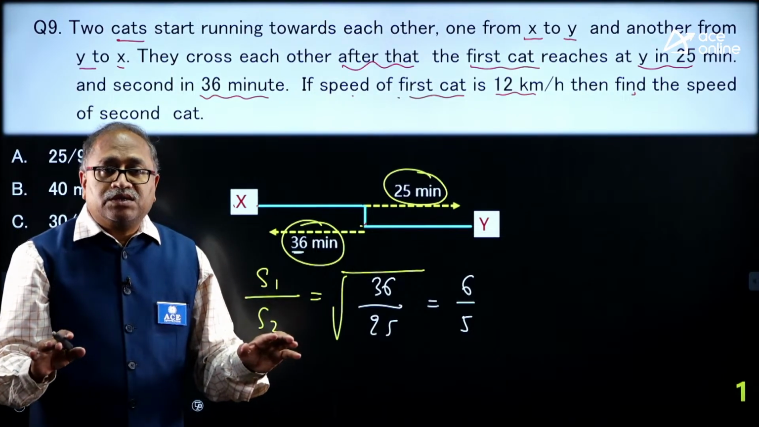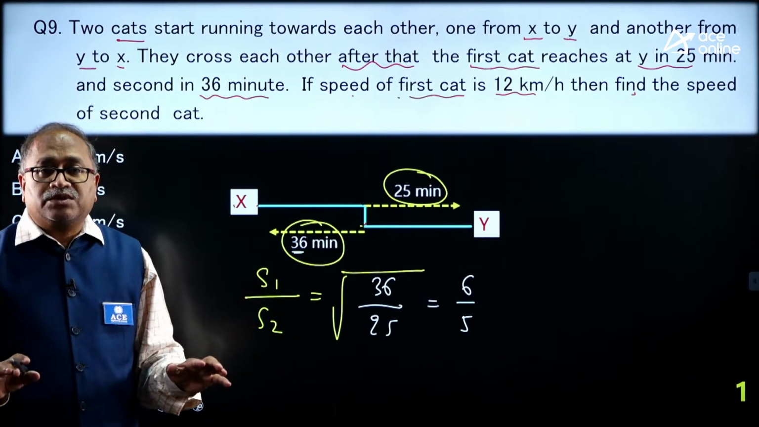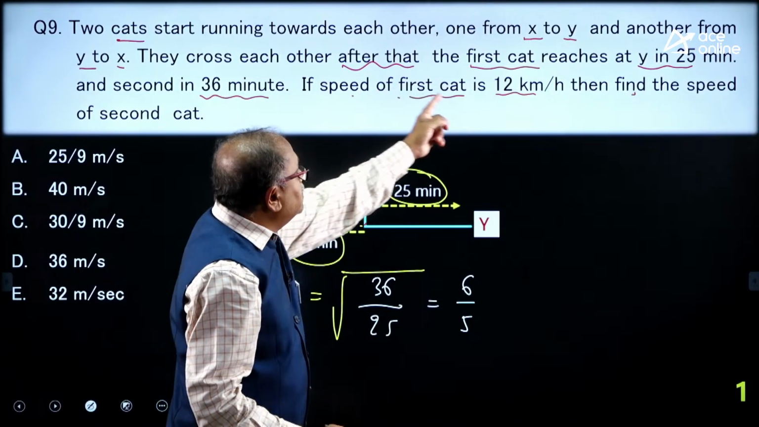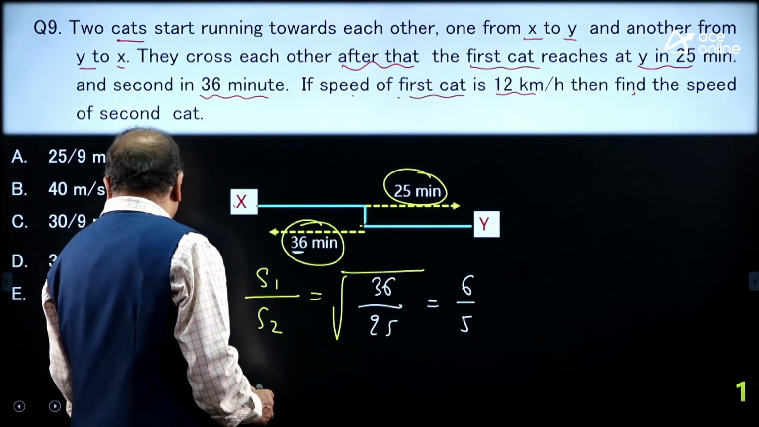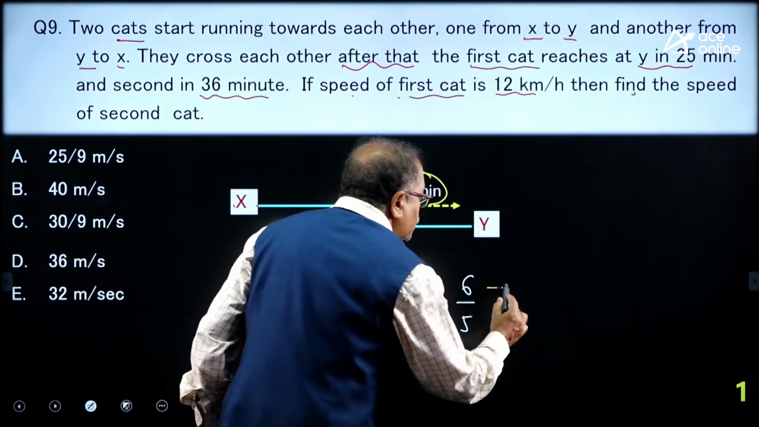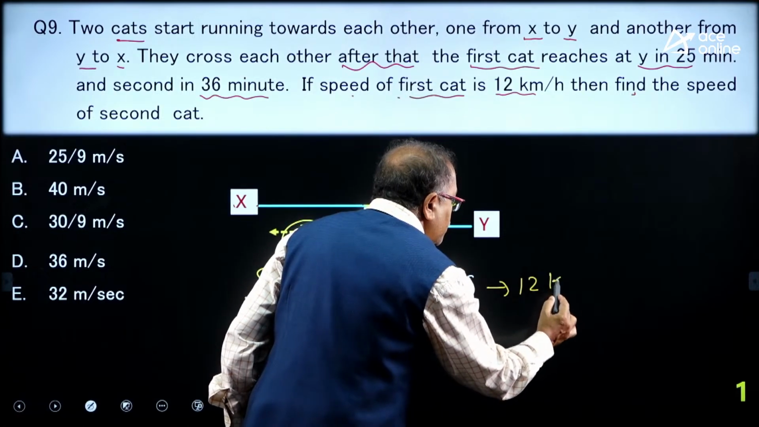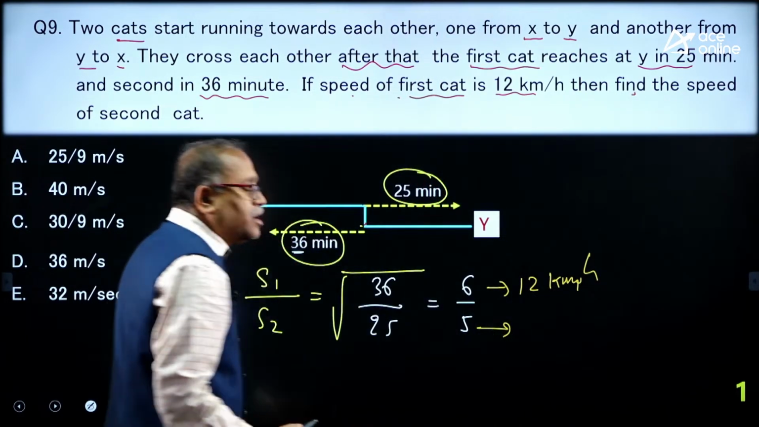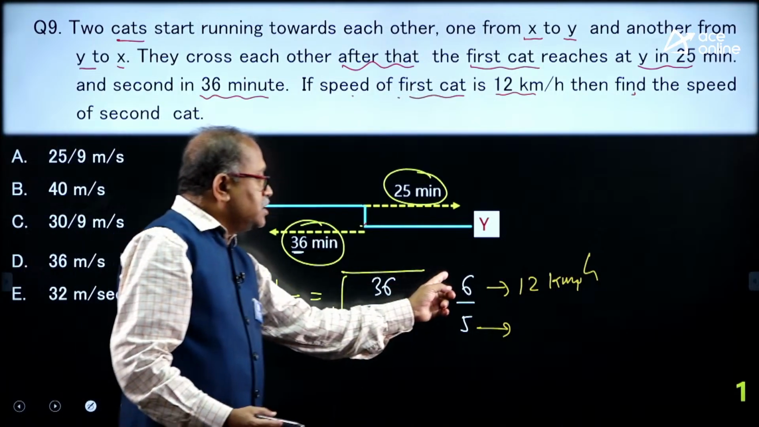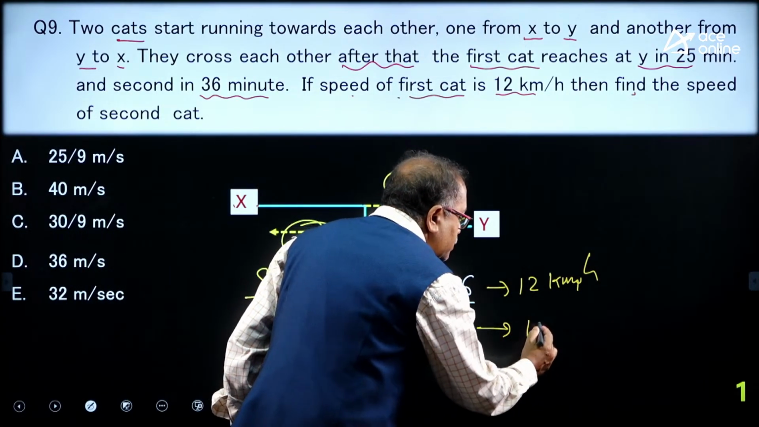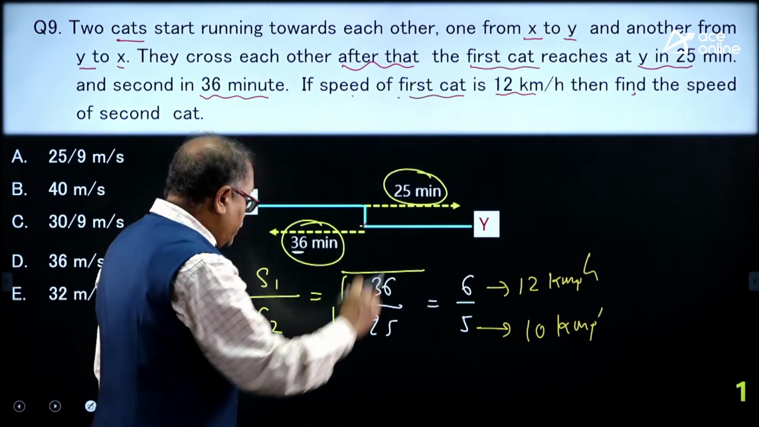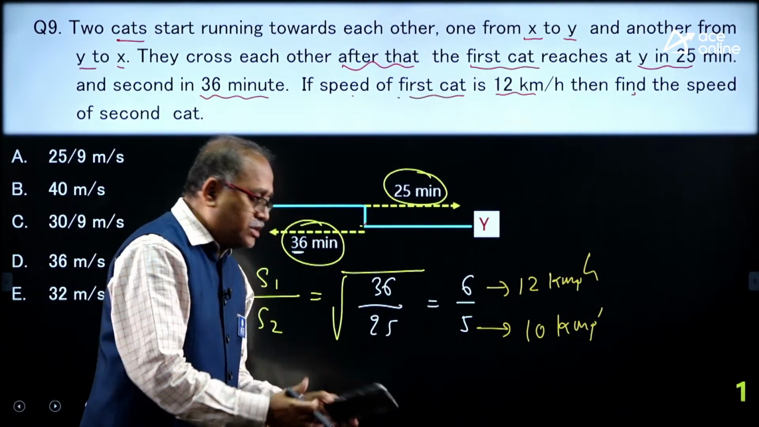This is a very standard stereotypic question which comes in exams. Now, one speed is given to us, speed of the first cat is 12 kilometer per hour. So, if this is 12 kilometer per hour, then what will be the other cat speed? I can see that 2 times, therefore, my answer should be 10 kilometer per hour. Is it in kilometer per hour? Yes.